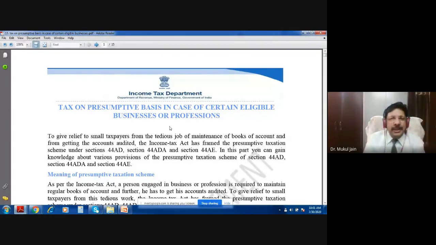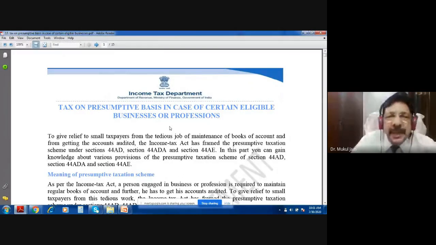Any idea about it to any one of you? Tax on presumptive income basis. हाँ जी, एनी आइडिया? कभी सुना है आपने टैक्स ऑन प्रिजम्पटिव इनकम बेसिस? किसी ने नहीं सुना क्या?